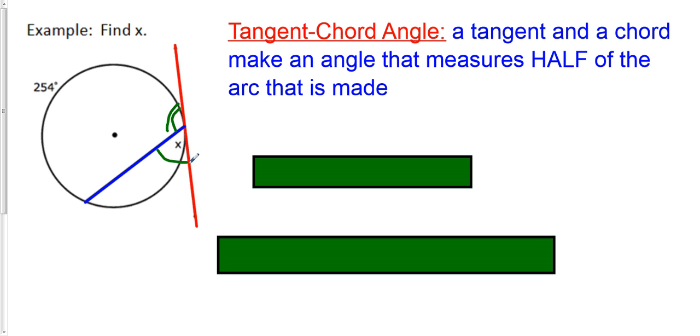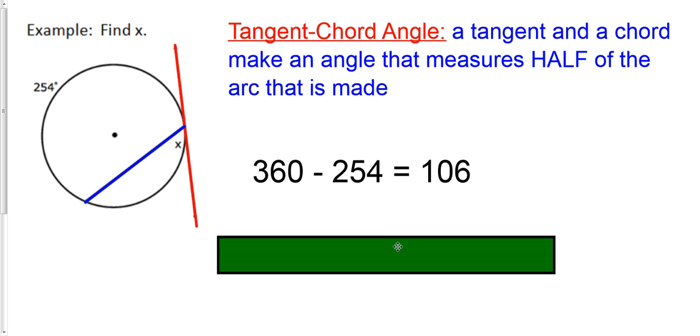Now this angle is always going to be half of this arc measure. So if we can find the measure of this big arc right here, we can find the measure of this angle x. So how would we go about finding that? If this is 254, we should be able to find this arc by subtracting it from 360. So 360 minus 254 is 106. So we'll write in that this arc measure is 106.